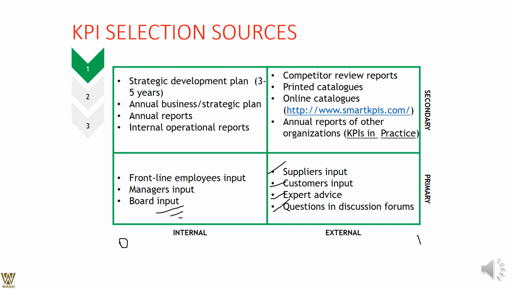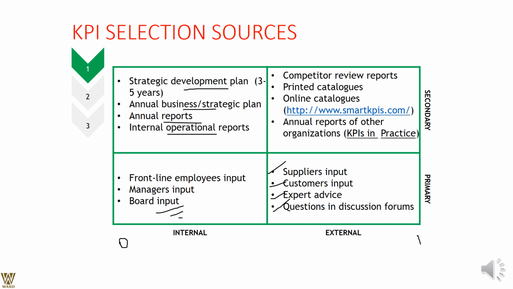The secondary attributes within the internal component would be the development, the mission, the vision of the company that comes around it. And whenever we speak about strategic development, we are talking in terms of 3 to 5 years or beyond that. So the annual business and strategic plan, the annual reports, and the internal operational reports that have been there.